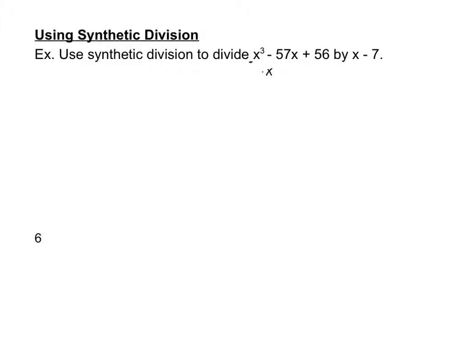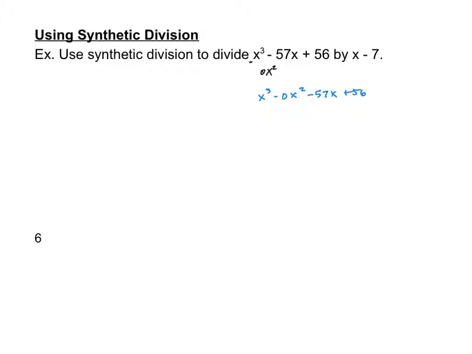And I know that I have 0x squared. Or I tell you what, let me not skip ahead like that. What I will say is I can rewrite this in standard form: minus 0x squared minus 57x plus 56. When dividing synthetic, we want to make sure that we're accounting for all of our degrees. So since there is no second degree there, we need to make sure we put it in there.